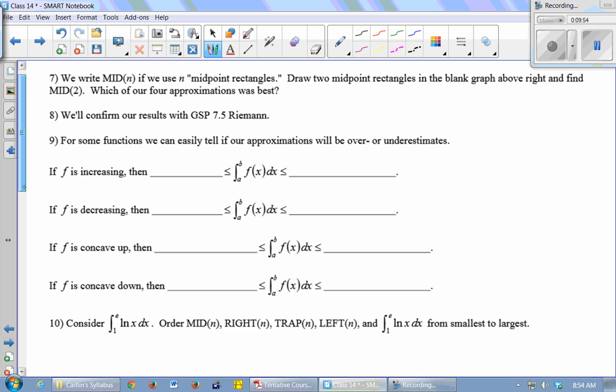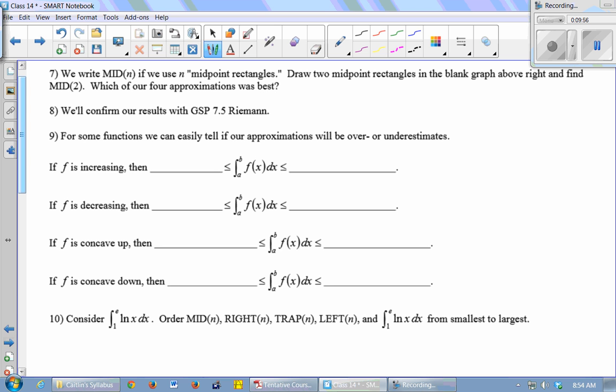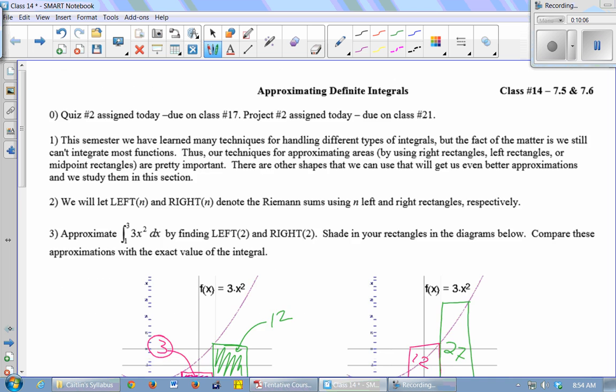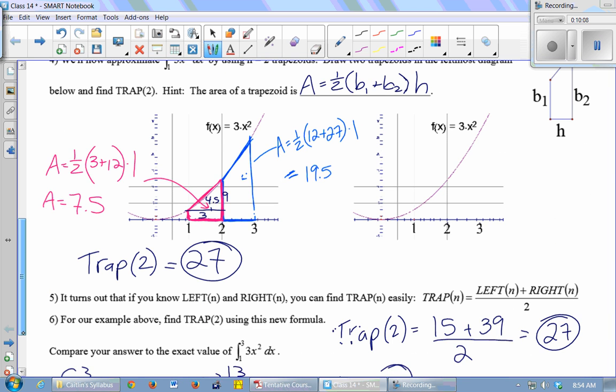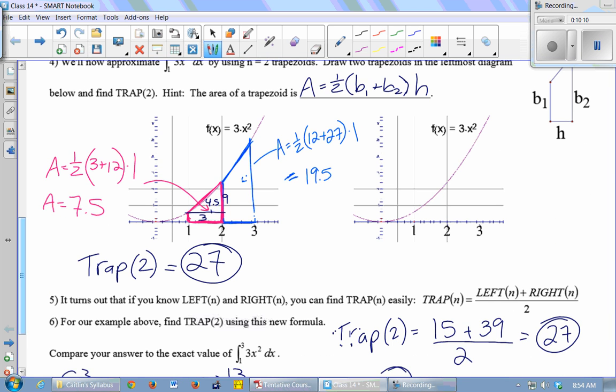So we write mid n if you use midpoint rectangles. Draw two midpoint rectangles on the blank graph that's on the previous page to find mid 2. Okay, so I have one blank grid here. You guys go ahead and do that. Okay, so there are my two rectangles. I created an interval from 1 to 2 and an interval from 2 to 3. On each interval, you locate the midpoint, and that is the point that determines the height of the rectangle. So halfway between 1 and 2 is 1.5.